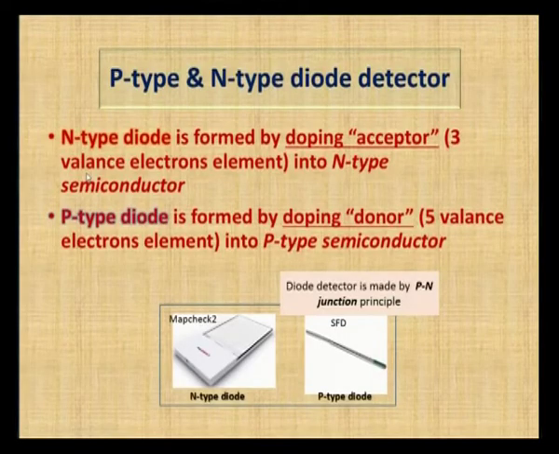Next, how do we make a p type and n type photodetector? Let us see. An n type diode is formed by doping donor and a p type diode is formed by doping acceptor.